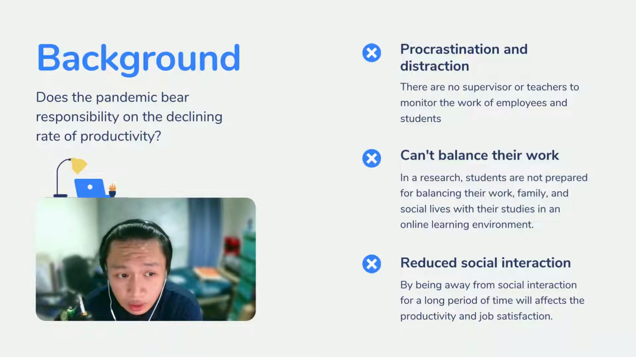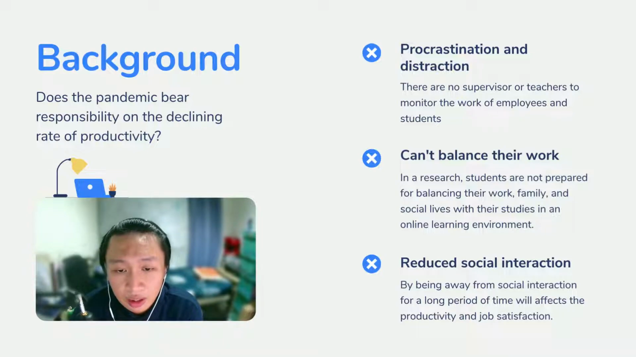That is not entirely wrong, as it is easier to get distracted and procrastinate at home than at the office, as there are no supervisors to monitor their work at home. According to a study, students are not prepared for balancing their work, family, and social studies with their studies in an online learning environment. While productivity is increasing as of now, there is no guarantee that it will stay that way for a long time.